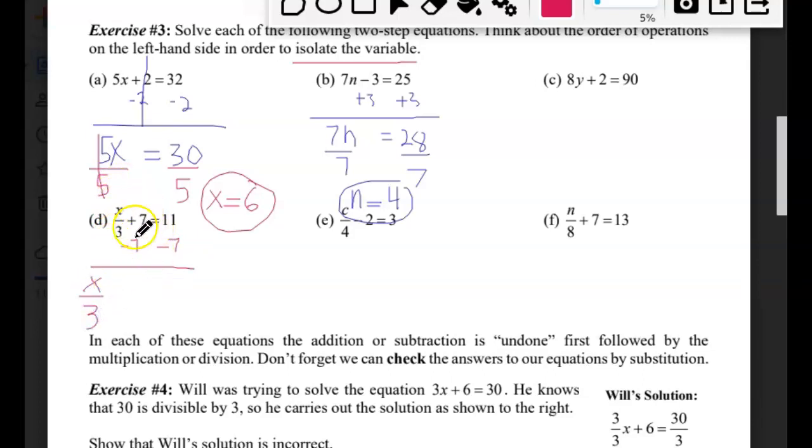So 7 minus 7 is 0, so I don't need to write 0. Then 11 minus 7 is how much? How much? 4.